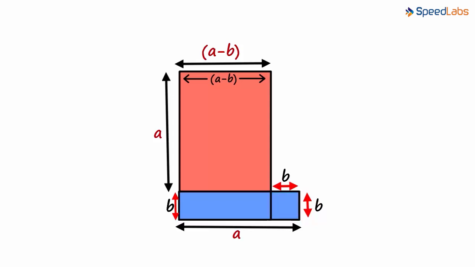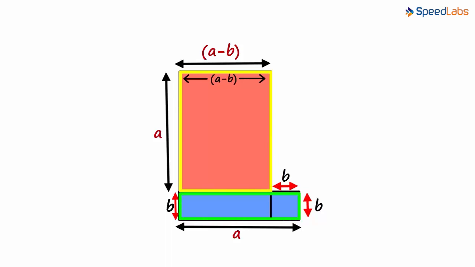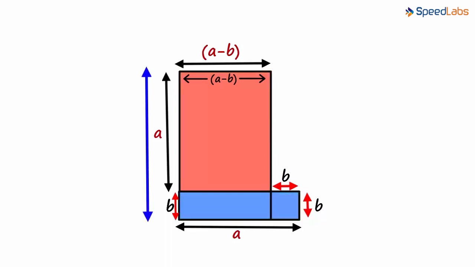Remember, we haven't changed anything. We have just positioned the rectangles differently. The sum of their areas will still be a squared square units. Now look at this length. It will be a plus b.